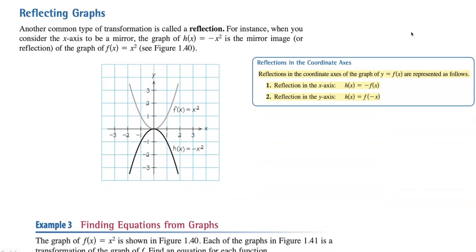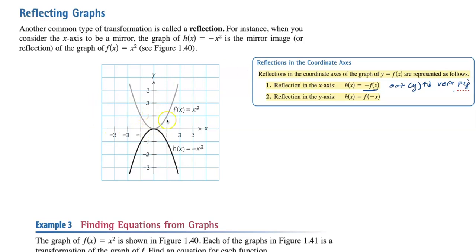Okay, how about reflections? So that's when you see a negative in front of it. So I probably teach this a little different than most people. So the technical term is if you see a negative on the outside, we call that a reflection across the x-axis. That is a technical term. The way I look at it is if it's on the outside, outside is y, so that's up and down. So we're going to call that a vertical flip.